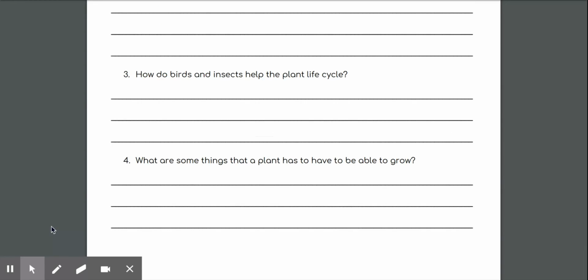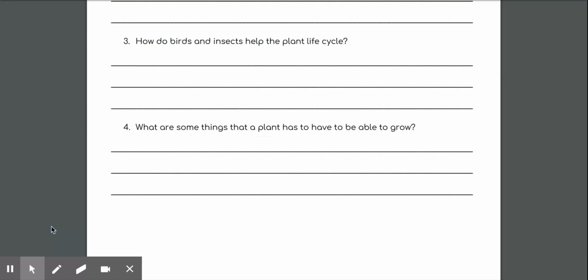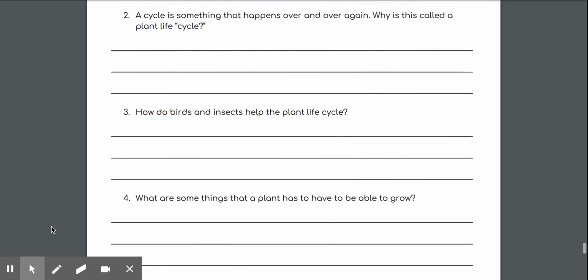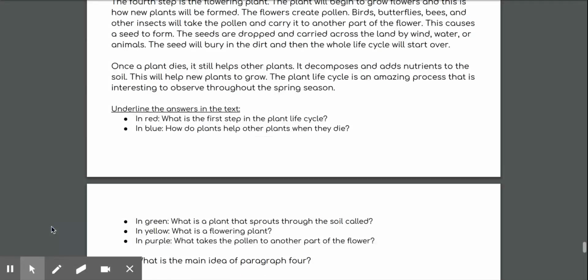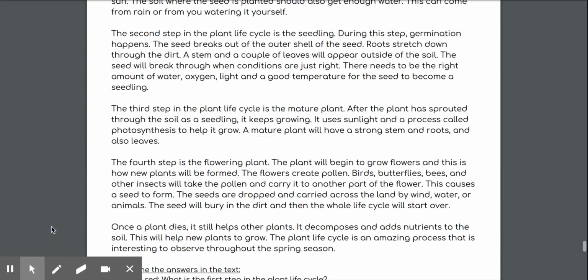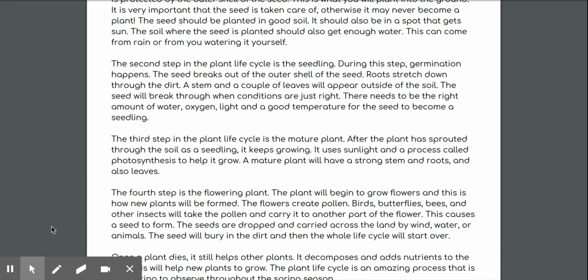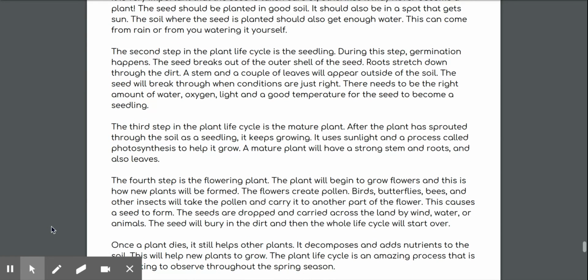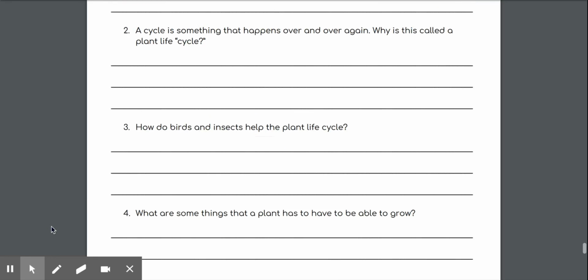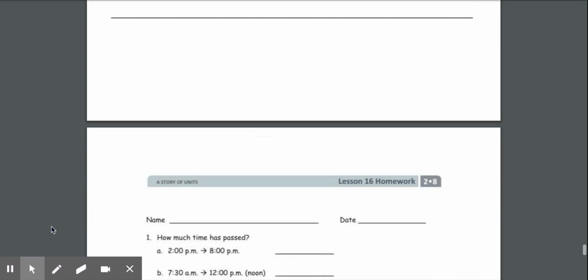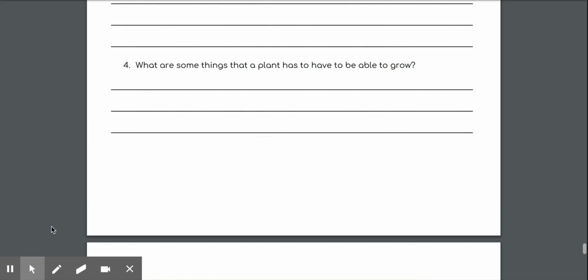Number 4 says, what are some things that a plant has to have to be able to grow? So let's go back to the text and look for some examples of things that a plant has to have to be able to grow. Oh, and that's the last question.